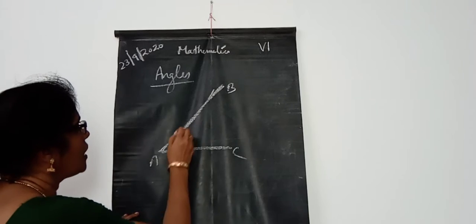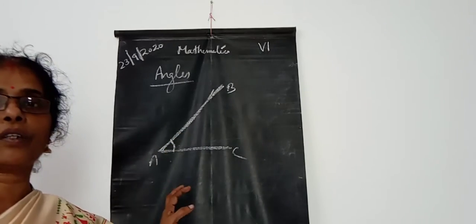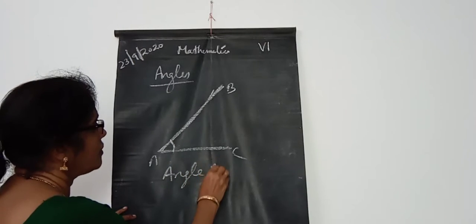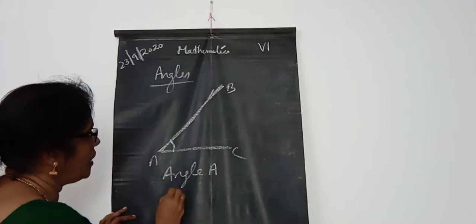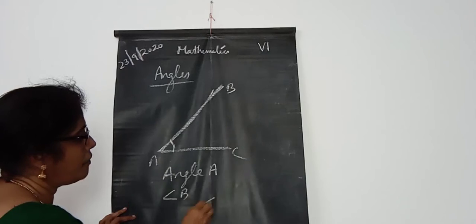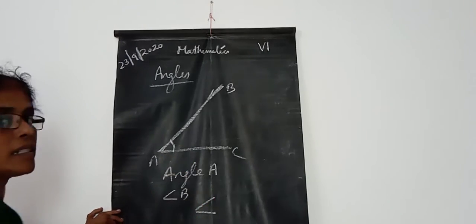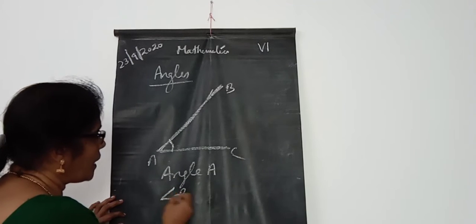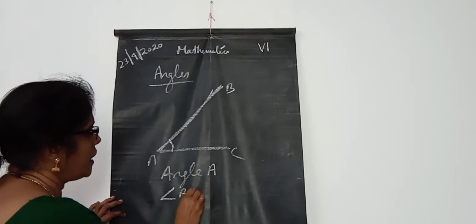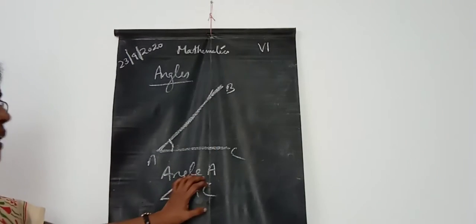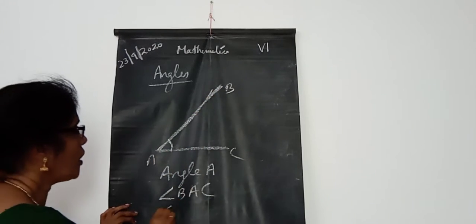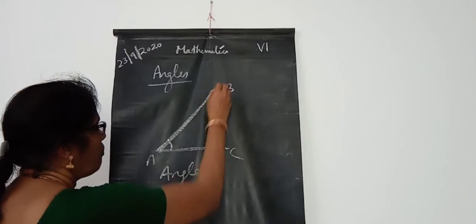So this is angle A, or we can say this is angle BAC. We can write it like this. This is the shape of the angle, isn't it? That is the symbol, and we write angle BAC, angle A, or angle BAC or angle CAB.